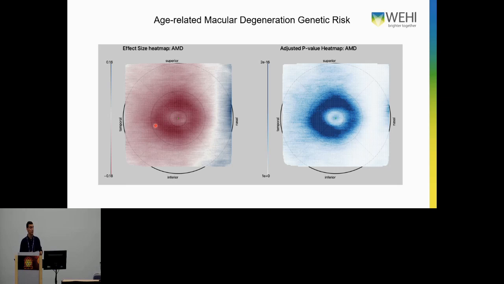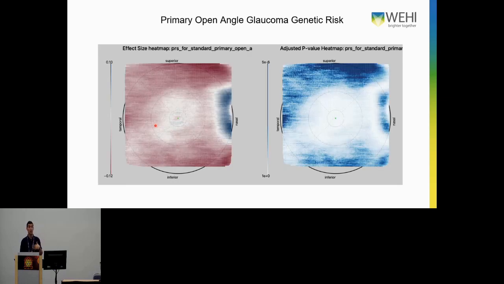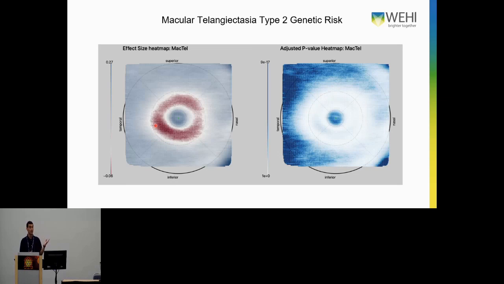Same thing, for example, for people with a high genetic risk of glaucoma. This is another very common eye disease. Or macular telangiectasia type 2, abbreviated as MACTEL. And again, it's very interesting to see this negative effect just in the parafovea, with this stronger effect right here in effect size, less in significance.